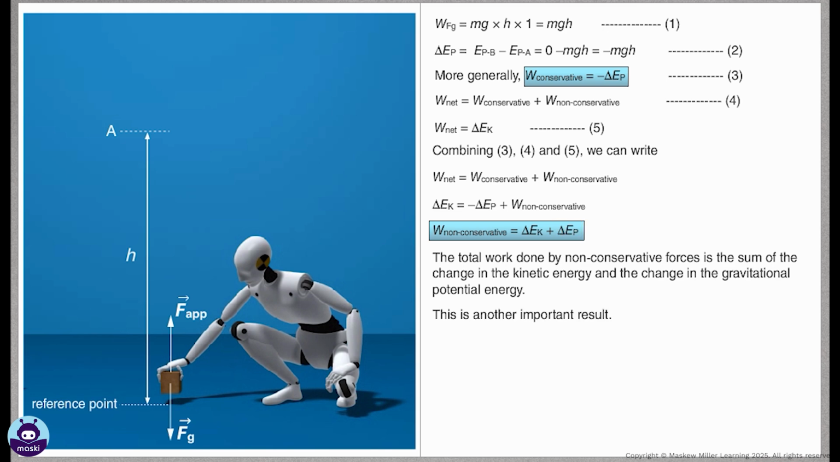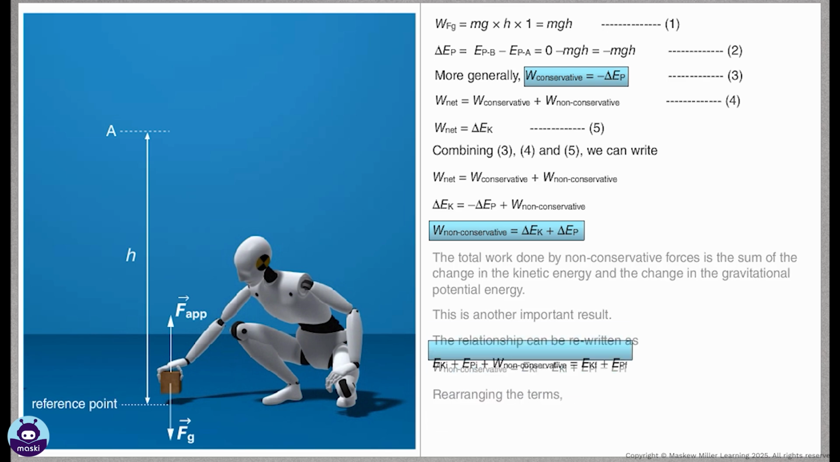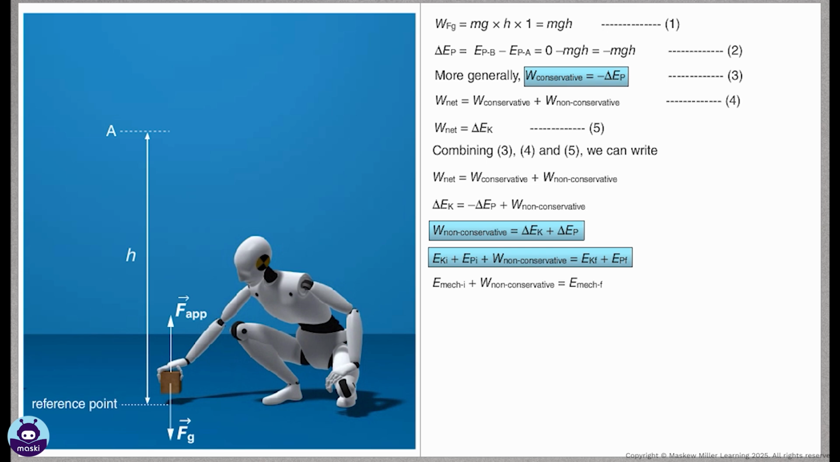This is another important result. The relationship can be rewritten as W non-conservative equals Ek final minus Ek initial plus Ep final minus Ep initial. Rearranging the terms, Ek initial plus Ep initial plus W non-conservative equals Ek final plus Ep final. Emec initial plus W non-conservative equals Emec final. This is the conservation of energy in the presence of dissipative forces.